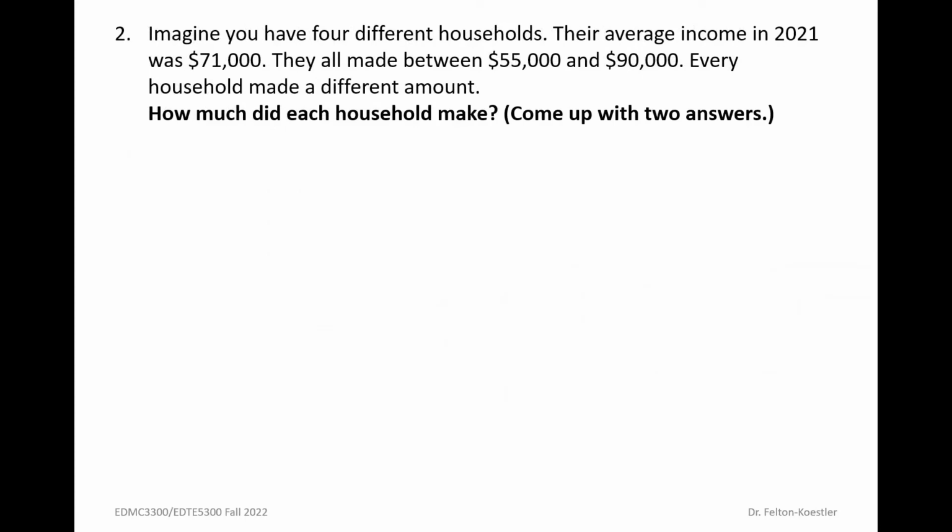All right, let's work a second problem. I want you to imagine you have 4 different households. Their average income in 2021 was $71,000. And they all made somewhere between $55,000 and $90,000, and they all made a different amount. How much did each household make? There's more than one answer to this. There's many possible answers where they could average out to $71,000.